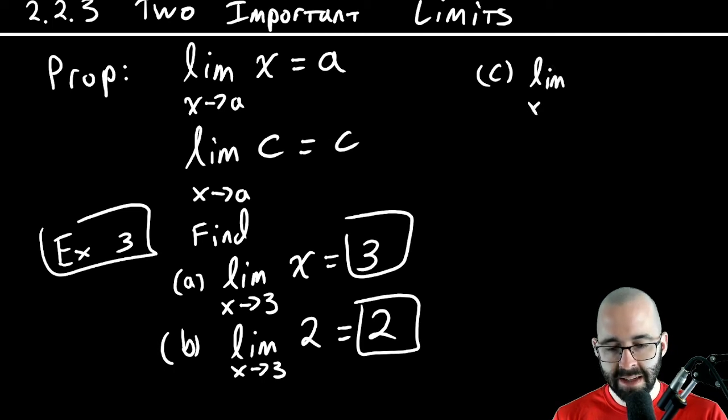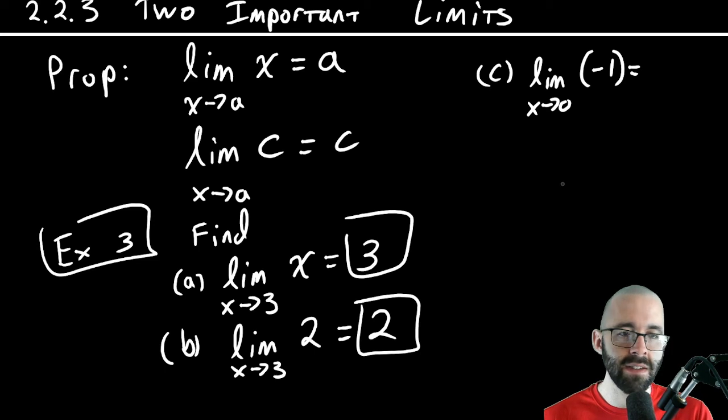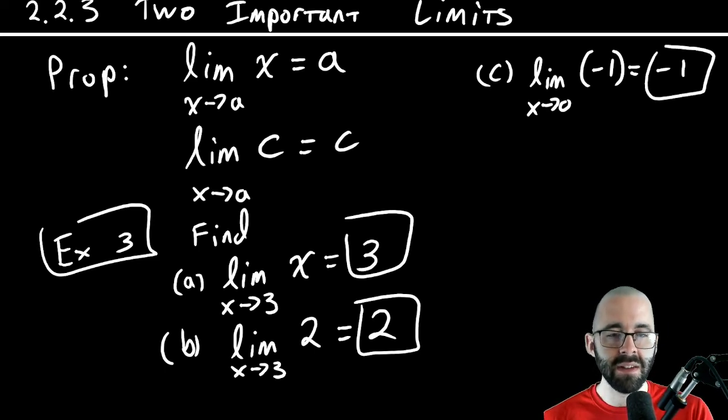Finally, the limit as x goes to 0 of -1. This is another constant function. It's going to be -1. You can look at it graphically the same way.